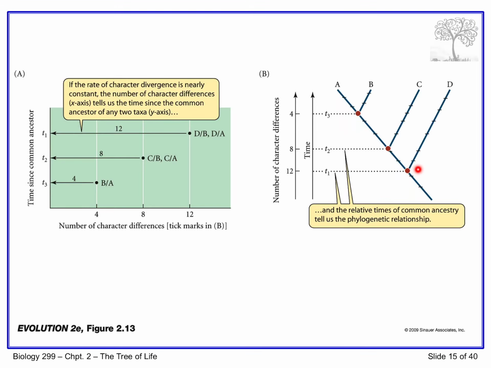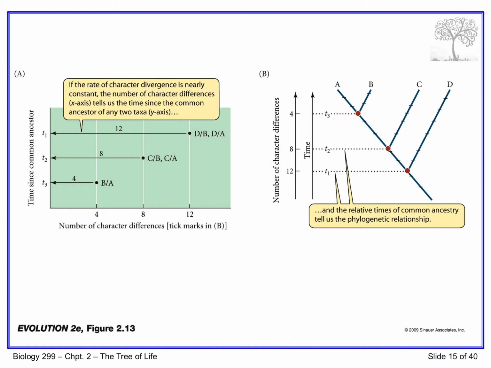Now, let's compare species D to species A and B. So they all shared a common ancestor here. We have 1, 2, 3, 4, 5, 6 differences there, 7, 8, 9, 10, 11, 12. 12 differences. So they should have shared a common ancestor even further back in time because it's going to take even more time for 12 mutations to accumulate rather than 8 or 4.